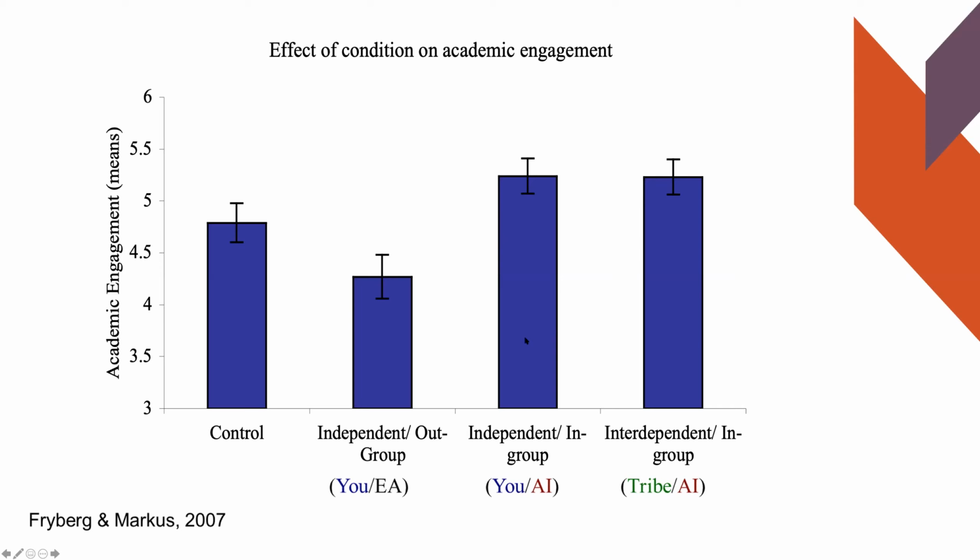Again, we see a similar pattern here, whether a native person is getting an education for themselves or to help their tribe, it has a similar impact on their engagement in academics, versus seeing a non-native person just getting an education for themselves. So this simple study shows us how important representation is.